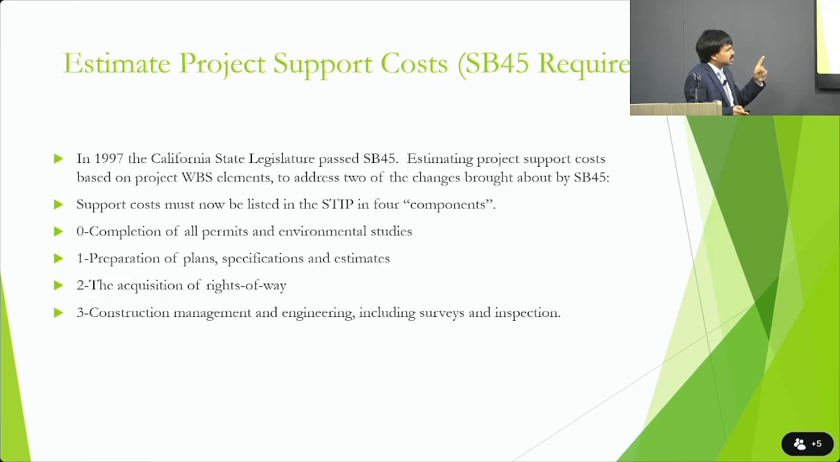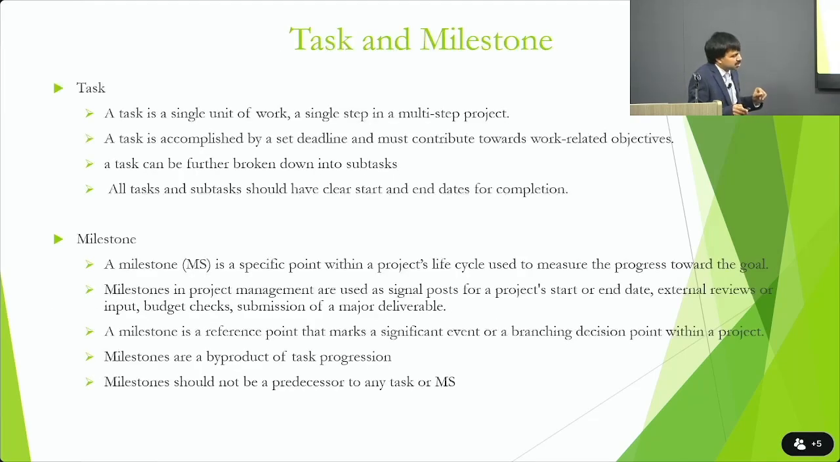All right, we talked about the SB45 component and why we do it: because of SB45, we monitor the expenses that go on 0, 1, 2, 3. One major difference I want you to understand is that in a schedule there are 2 things, task and milestone. A task is like taking a course. It has its beginning and it has an end, and you work to get the grades. A milestone is a point of achievement, like getting a degree. A milestone is a byproduct of task progression. As you make progress on your task, you achieve those milestones. There are more details, but I don't think we have enough time, so I'm going to skip them.